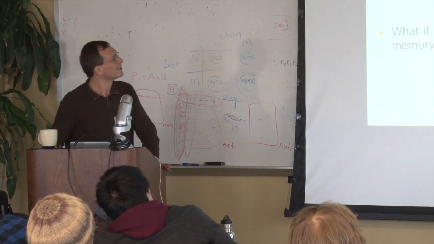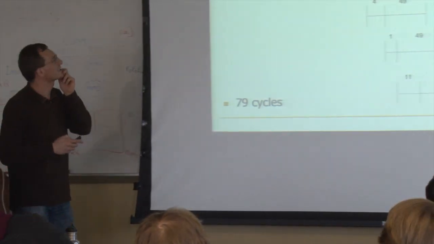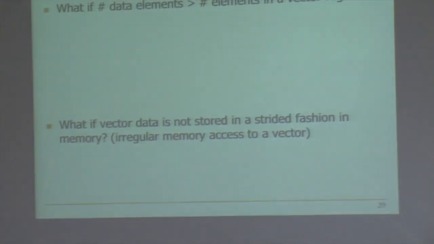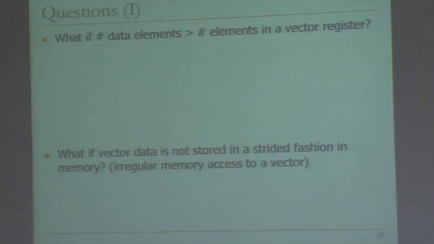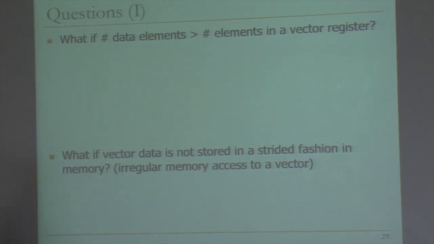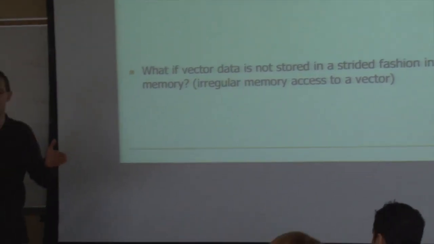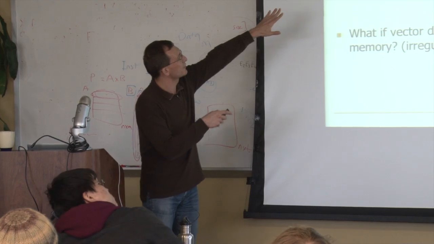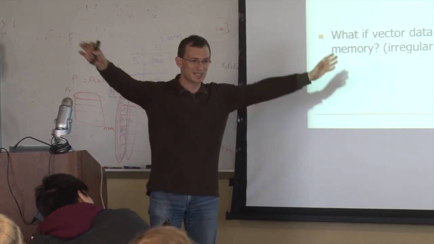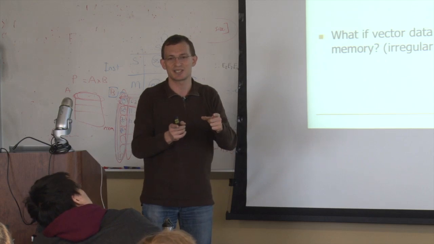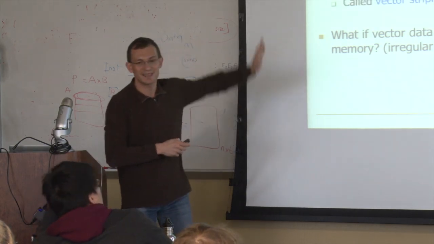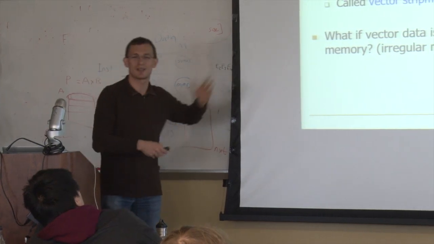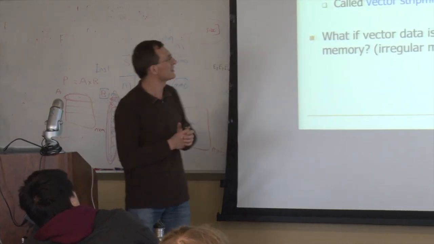Now, this is actually a great model, but still strict. So how do we make it less strict? One is, what if the number of data elements is greater than the number of elements in a vector register? Well, an instruction can only operate on the maximum vector length, which is determined by the maximum number of elements that can be stored in a vector register, right? If you want to operate on, for example, 1 billion pixels, whereas your vector register is 64, well, you need to break that loop so that each iteration operates on the number of elements in a vector register. That's kind of obvious, right?